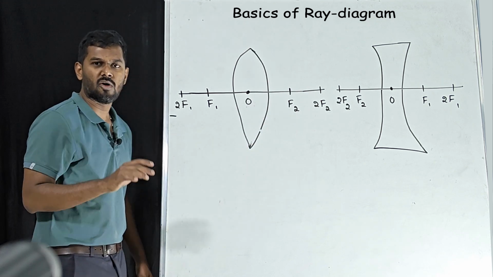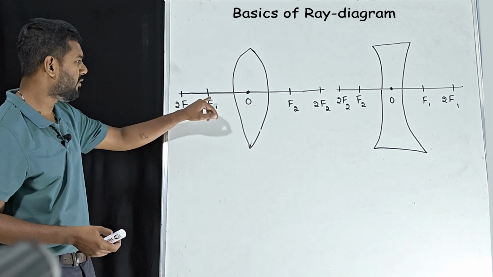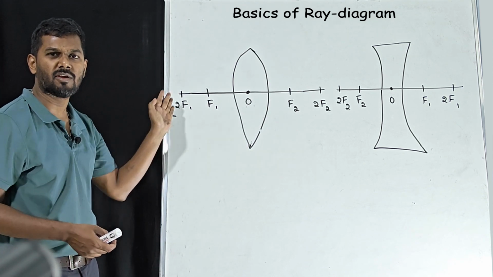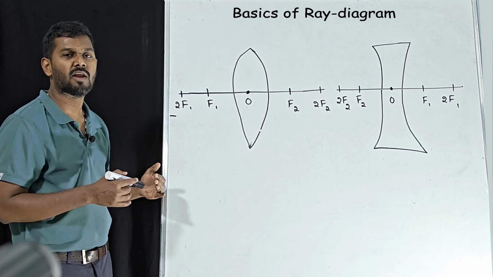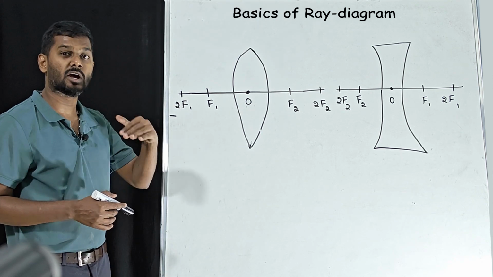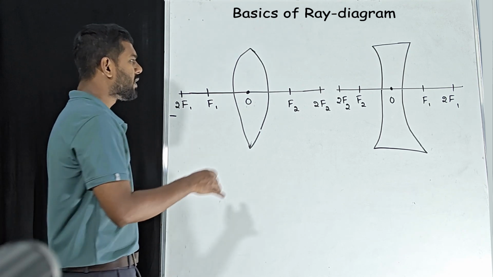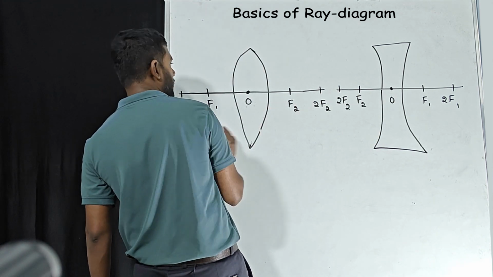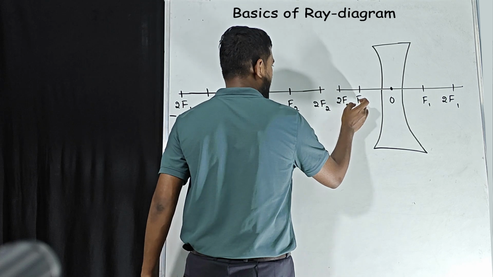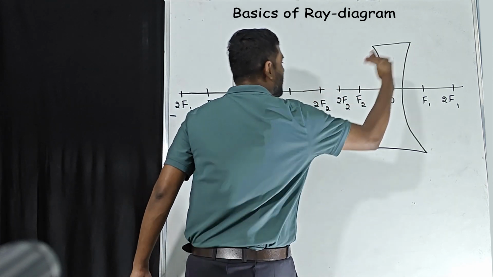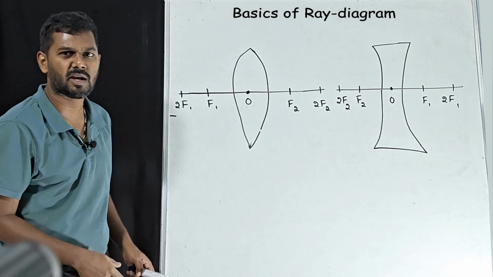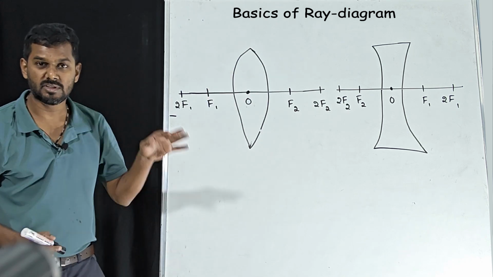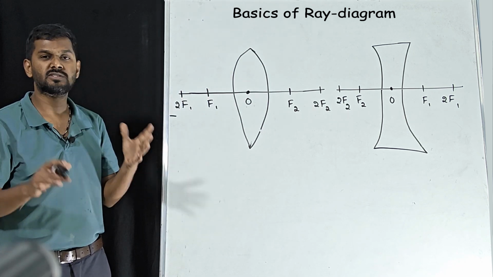Why we have focus on both sides is what we learned in the concept video of part A. Then the same thing here, but instead of writing f1 and 2f1, for a concave lens we'll write it as f2 and 2f2 on that side. On the right side we'll write it as f1 and 2f1. This is the main difference you should know.